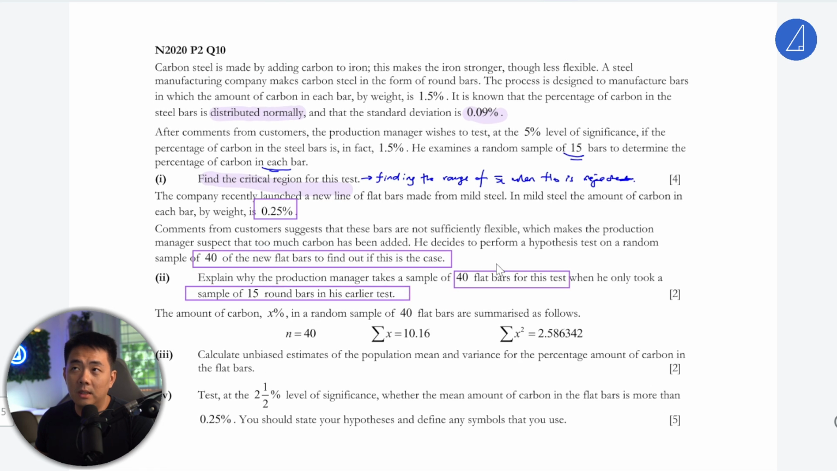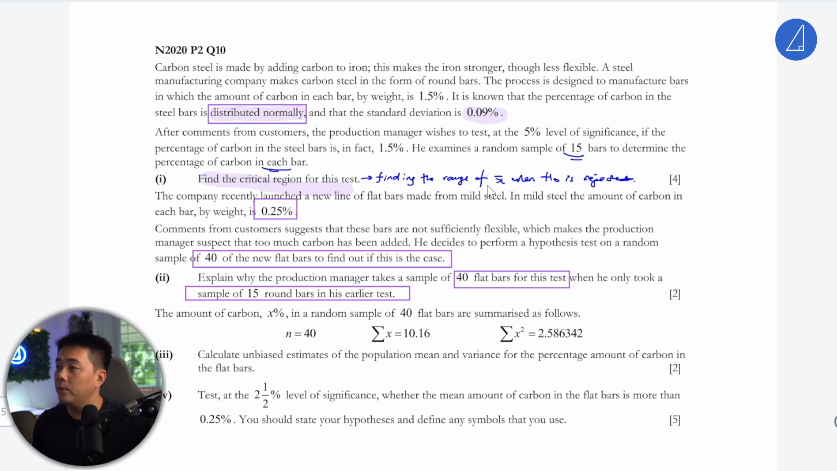Okay, the main reason is because for the carbon steel, the percentage, the population distribution is known to be normally distributed. This is a new product. You don't know whether the population, the mass of the percentage amount of carbon for this mild steel, is normally distributed. So that's why you need to take 40, so that you can invoke the central limit theorem. Okay, so that's the idea there.